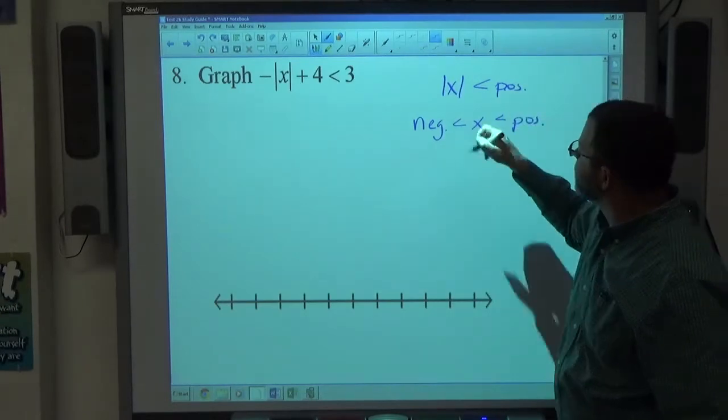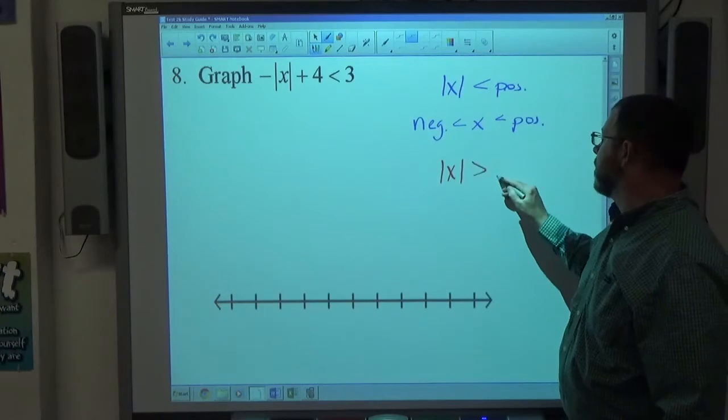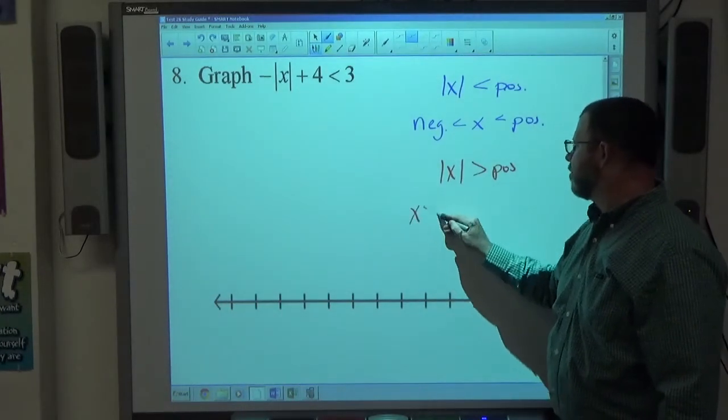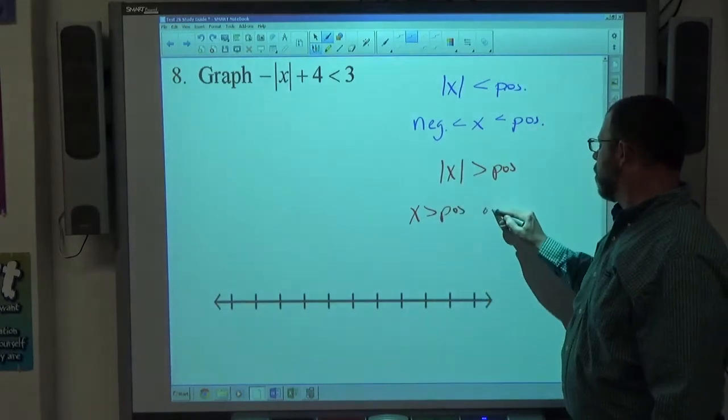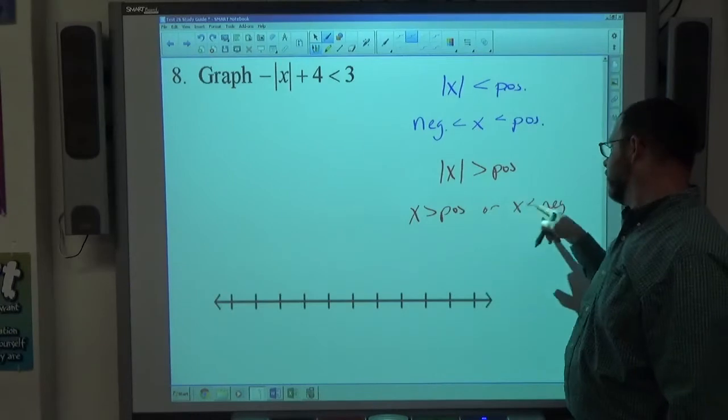5, 5, whatever. The other possibility that really matters is absolute value of x greater than a positive number. And what that creates is a disjunction, x greater than the positive, or x less than the negative. Again, if it's positive 6, negative 6.